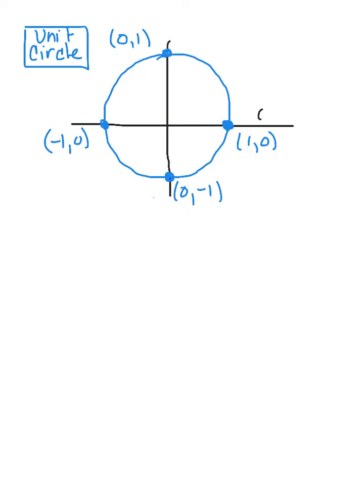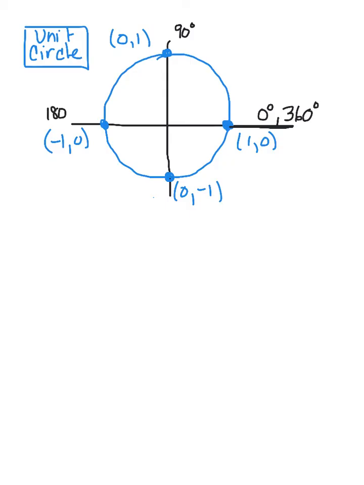So those angles are what we call quadrantal angles. So 0 and 360 lie on this part of the x-axis, the positive x-axis. Up here we have 90 degrees. On the left we have 180.